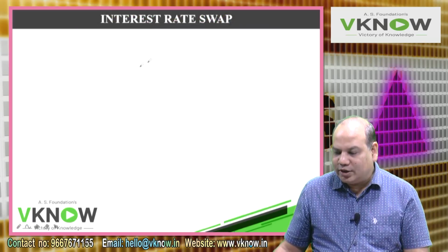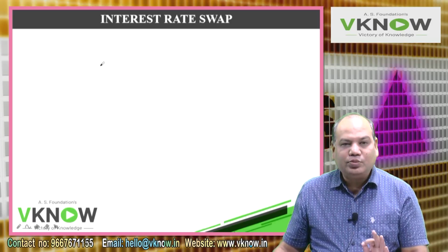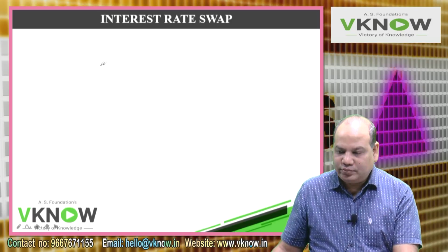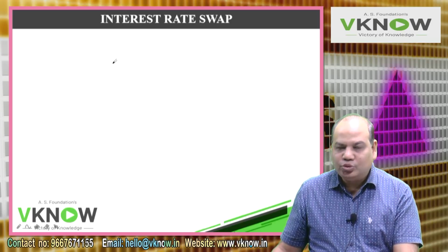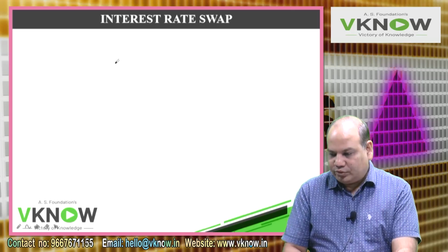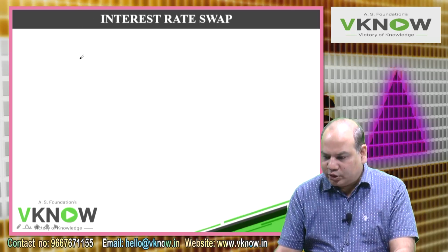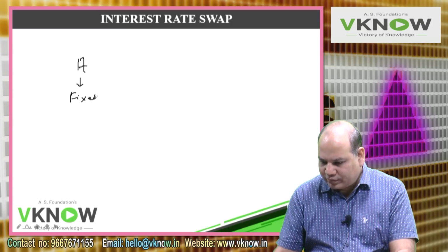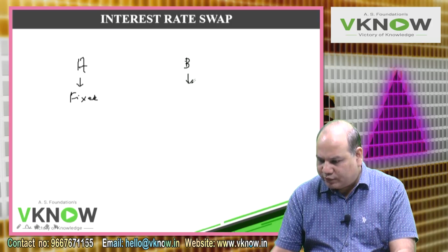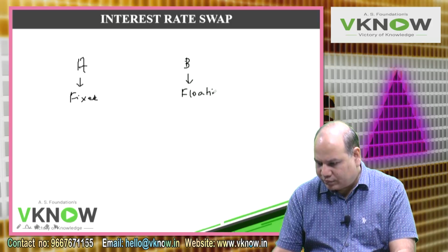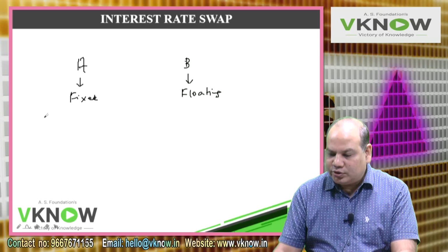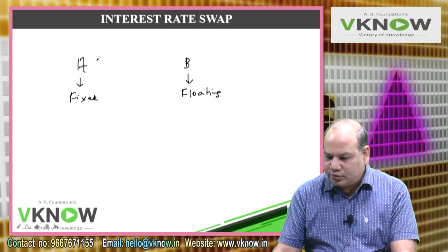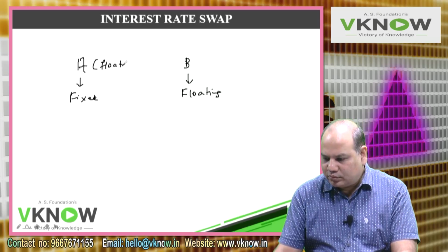So what happens in interest rate swap? The parties will swap their interest obligation. Principal is not swapped. Only interest is swapped. And why do they enter into interest rate swap arrangement? So A has borrowed in fixed rate and B has, suppose, borrowed in floating rate. But A wants floating and B wants fixed.